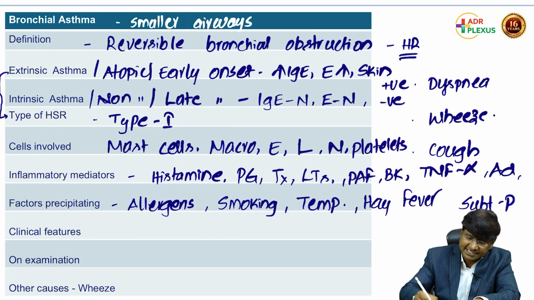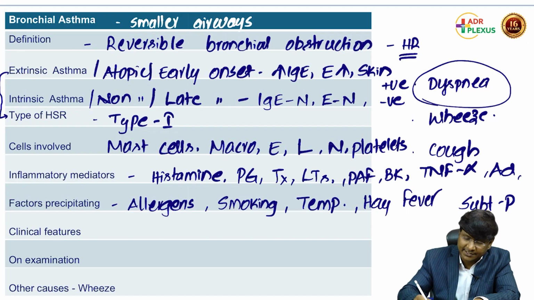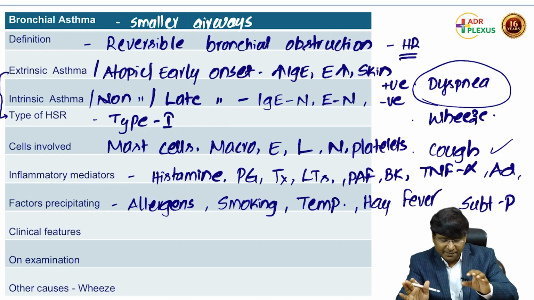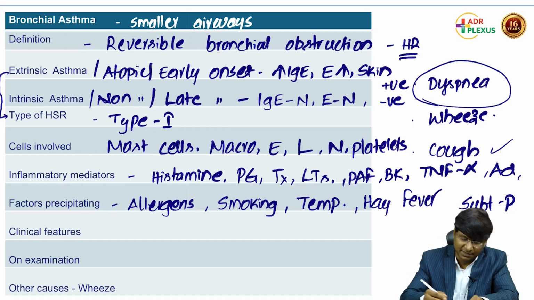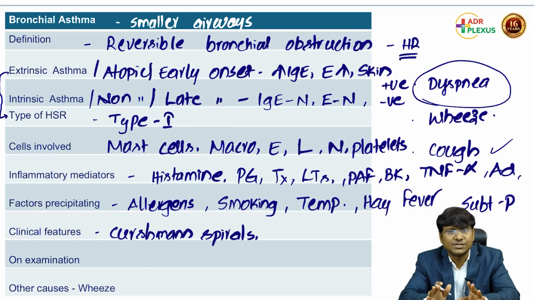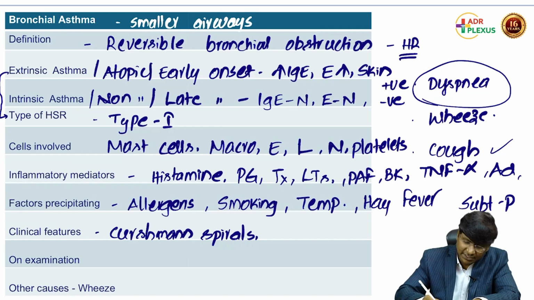Then the clinical features, as I have said, the very important is dyspnea, and they will have cough with sputum production. And the sputum which is being produced in patients with bronchial asthma has some peculiar substances called Curschmann spirals. These Curschmann spirals are spiral shaped mucus plugs. These are Curschmann spirals.